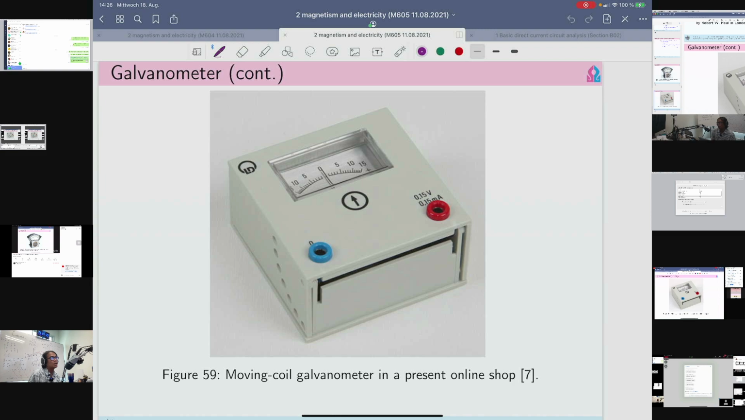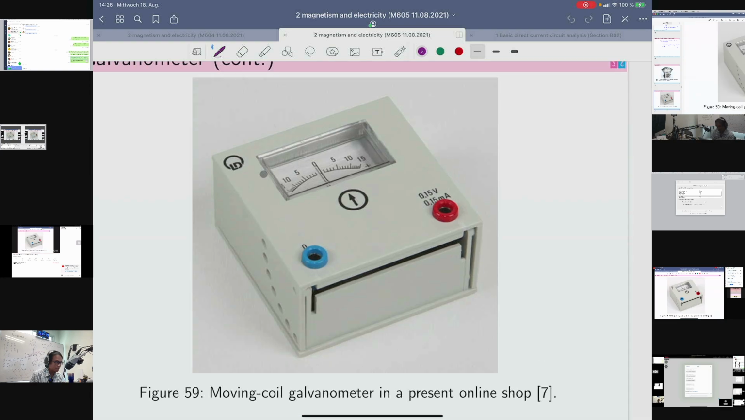Here it is denoted by the alphabet G, all right, you can see it. And the structure inside the galvanometer is that you have a scale and a permanent magnet.